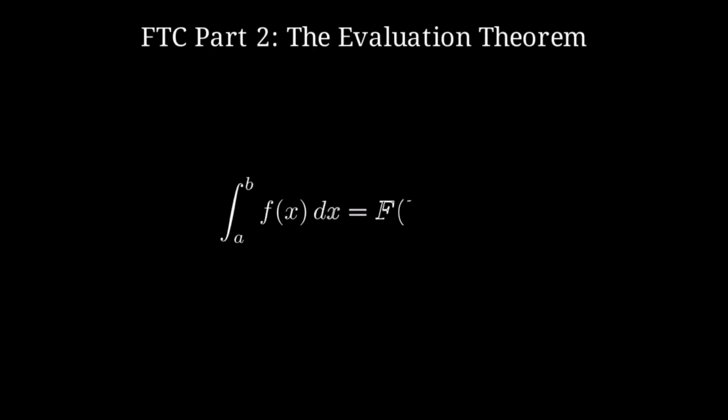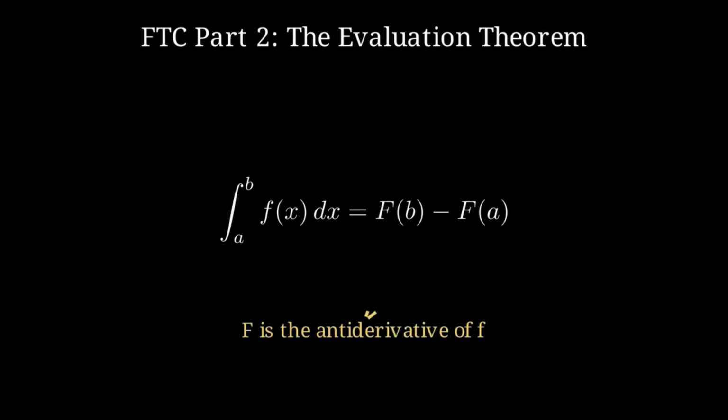The second part is what we use most in practice. It states that to calculate the definite integral of a function from a to b, you only need to find its antiderivative, evaluate it at the endpoints, and subtract the results. No more infinite sums required.